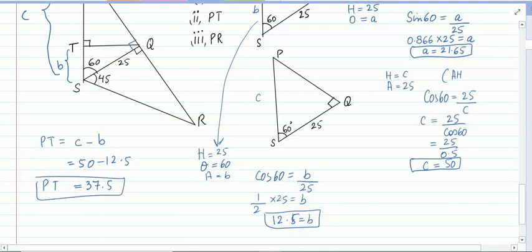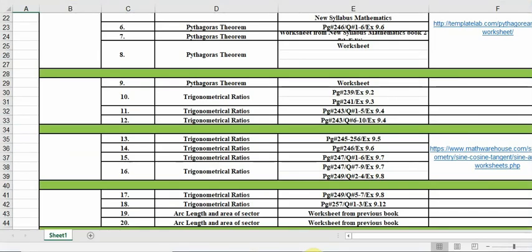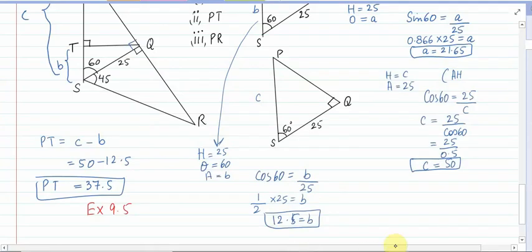Right? The last part, that is PR. So I'm giving you this question as your homework. Also, what you need to do is exercise 9.5, it's page number 245. This exercise you need to do as your homework, and this last part, right?